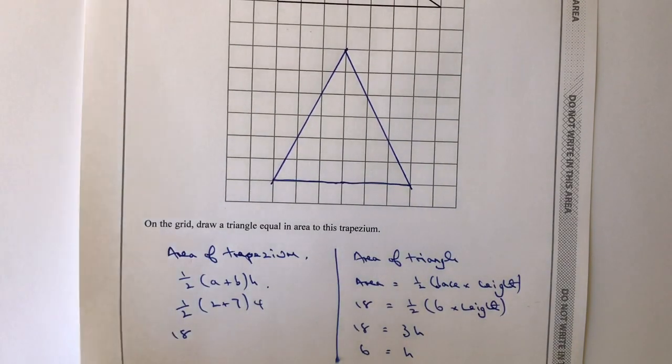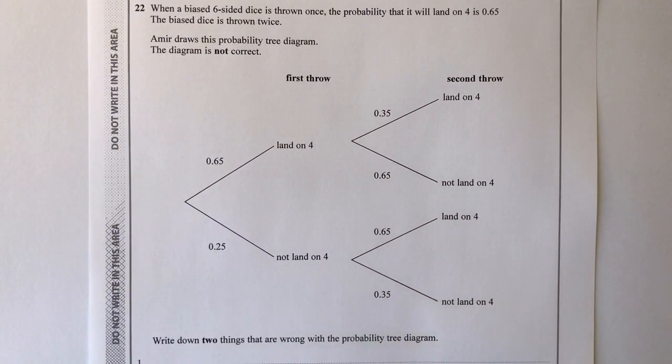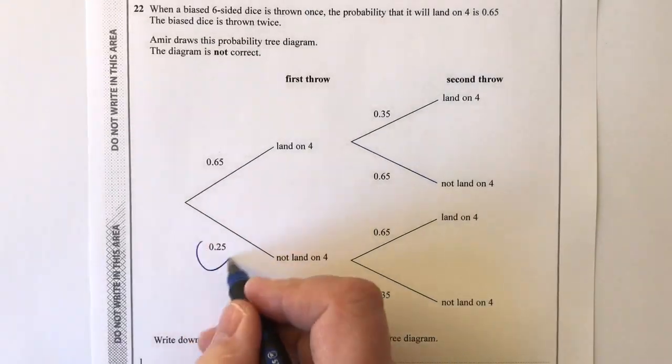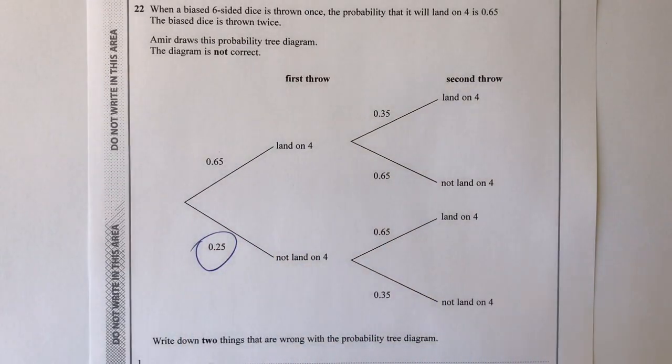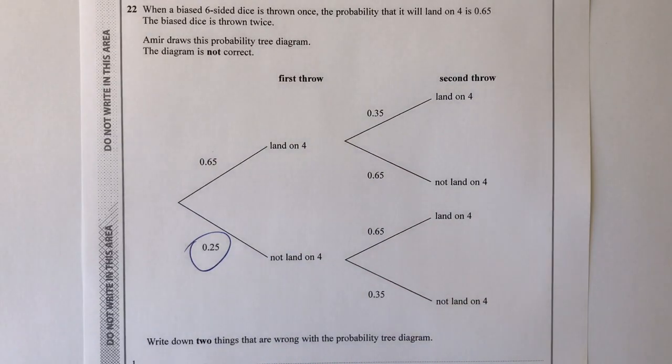Okay, so let's look at question number 22. We've got a probability tree diagram, in which we're being asked to write down 2 things that are wrong. Well, the first thing that's wrong is actually this number. The reason it's wrong is because this number and this number added together need to make 1. Because when he rolls the dice, it's either going to land on a 4 or it's not going to land on a 4, but it's certainly going to land on something.